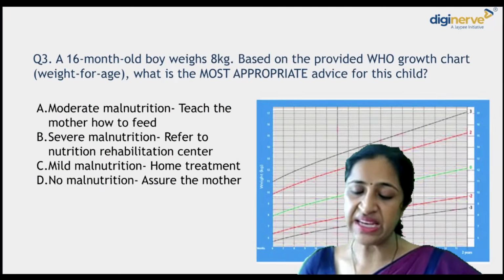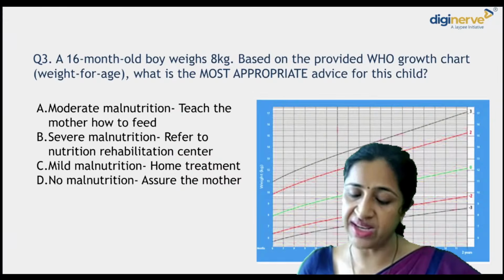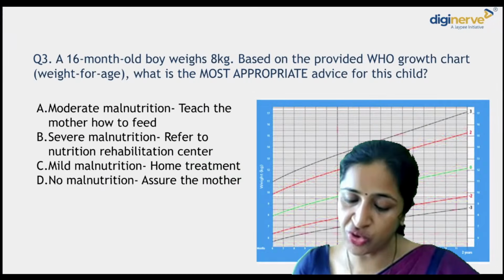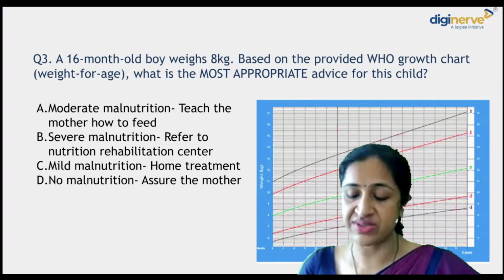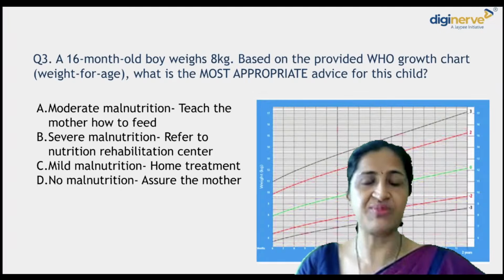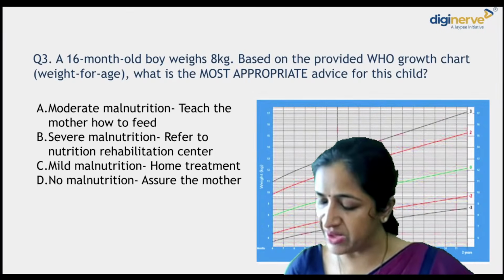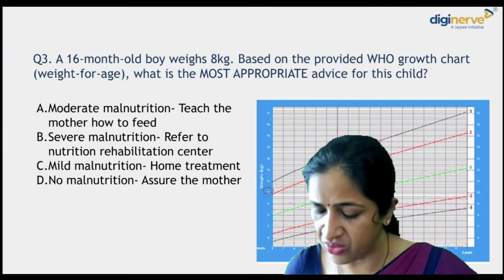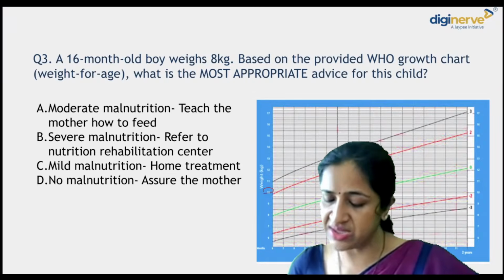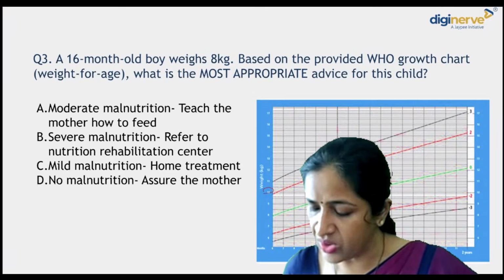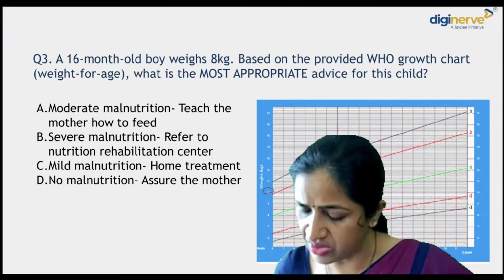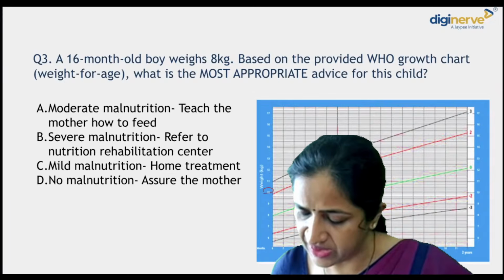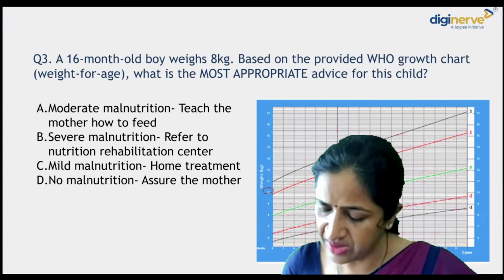Okay. Next question. A 16-month-old child weighs 8 kg. Very, very low. Based on the provided growth chart, what is the most appropriate advice for the child? Now, here it looks very small, but I'm sure in the actual paper it will be seen much better. If you look, this is 10, 9, 8. This is 16 months old. This is 1 year, 1 month, 2 months, 3 months, 4 months. So, this will be somewhere here. 8 kg is coming at this point.